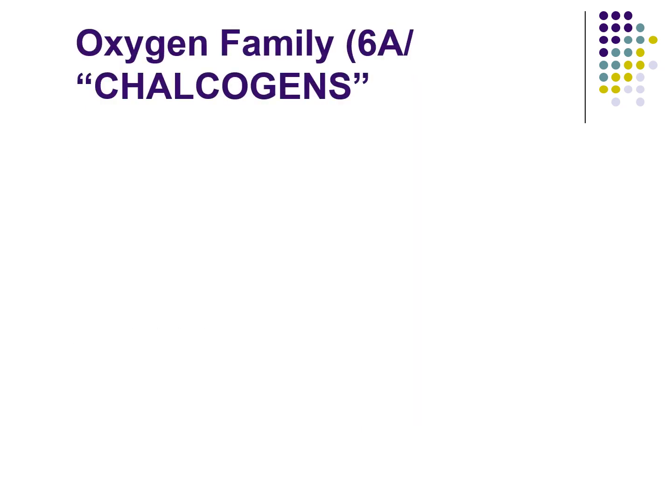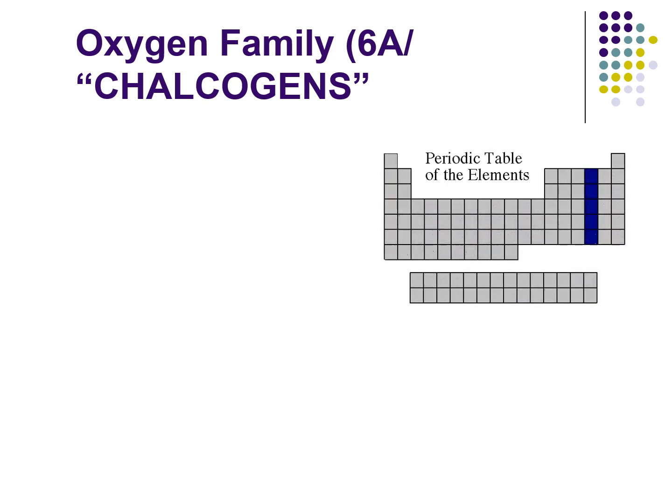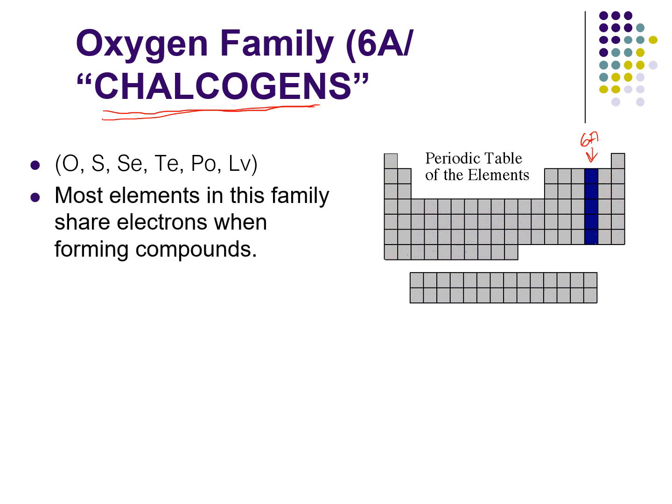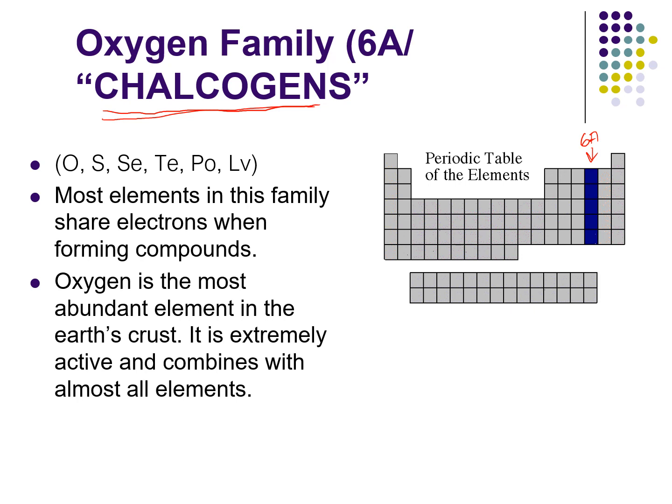Next, we have the oxygen family, which is group 6A. Ito na yung group 6A natin. Ayan, so group 6A. It is known as oxygen family, pero yung special name niya ay chalcogens. Ang tawag natin sa kanya ay chalcogens. Now, it includes elements such as oxygen, sulfur, selenium, tellurium, polonium, and livermorium. Ayan. Most elements in this family share electrons when forming compounds. Oxygen is the most abundant element in the Earth's crust, and it is extremely active and combines with almost all elements.